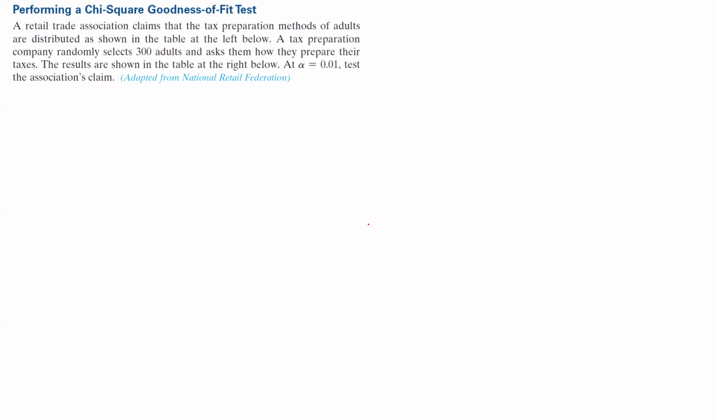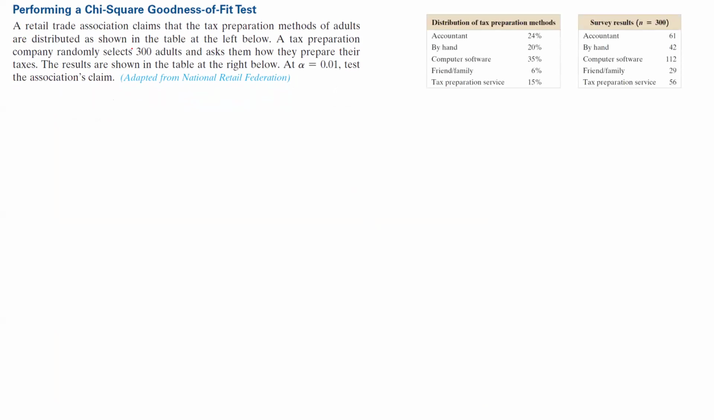A retail trade association claims that the tax preparation methods of adults are distributed as shown in the table. So I move this to the right-hand side so I have enough space. A tax preparation company randomly selects 300 adults and asks them how they prepare their taxes. The results are shown in the table. At alpha equals 1% level of significance, test the association's claim.